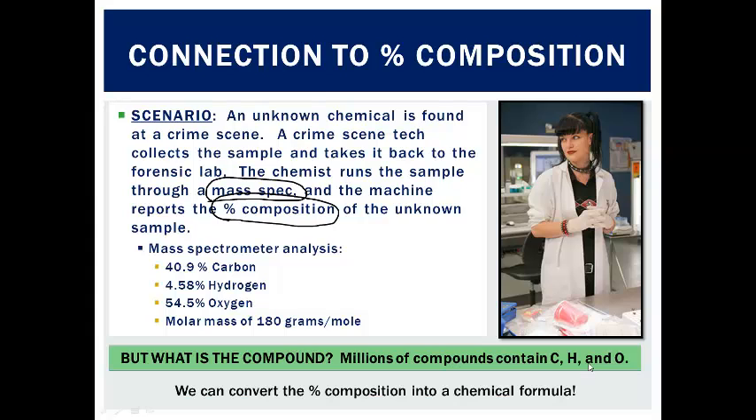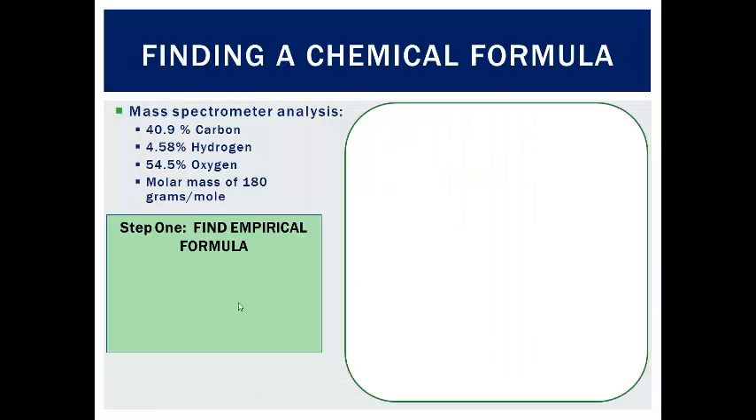Well, that's what we're going to learn to do. We're going to learn to convert these percents into subscripts. We're going to learn to come up with a subscript for C, and a subscript for H, and a subscript for O from those percents. So here's how it's done. We find a chemical formula this way. I've recopied the percentages here for you, same as on the last screen. And here in the green box, we're going to write some steps. I need to learn to find the empirical formula first.